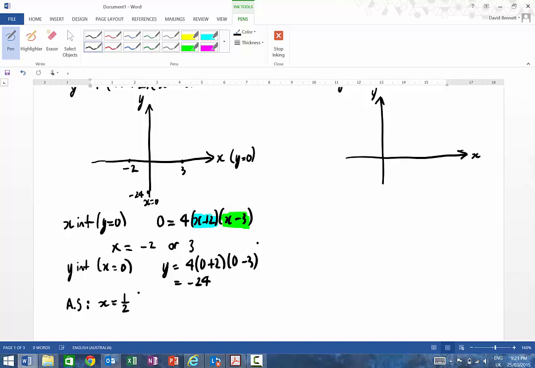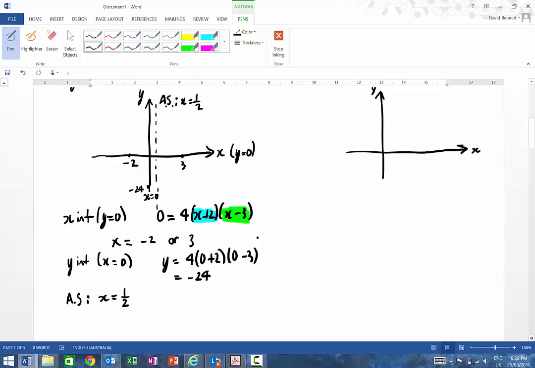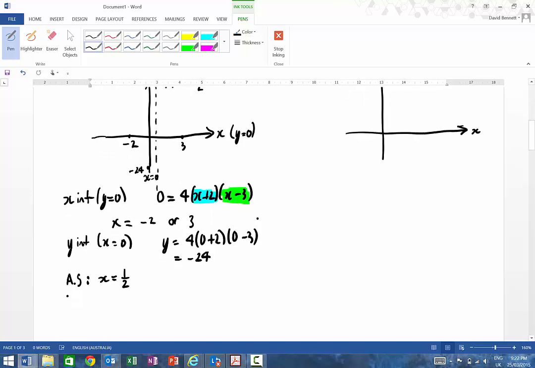Now my axis of symmetry is simply my x value there. So I can even label that on my particular curve, and that's the axis of symmetry, and that will be x equals 1/2. Now the next thing I need to do is find the vertex point. The vertex point is the turning point.